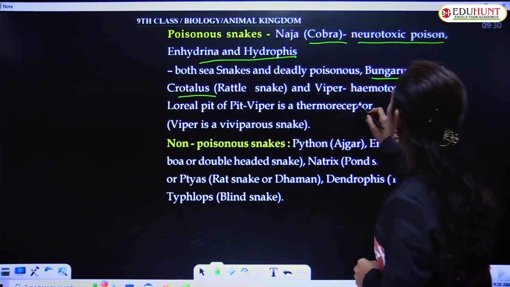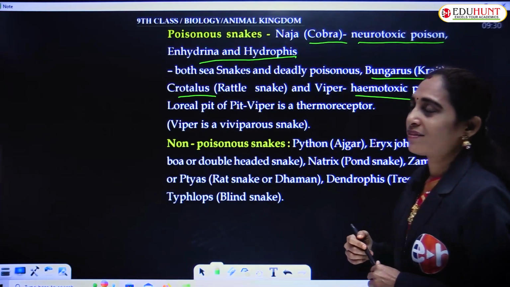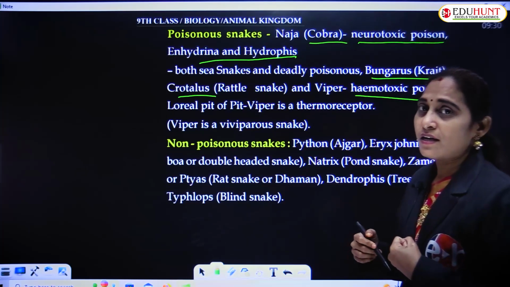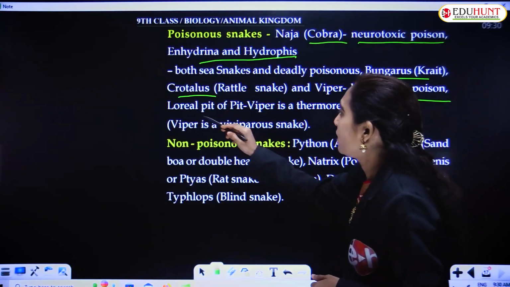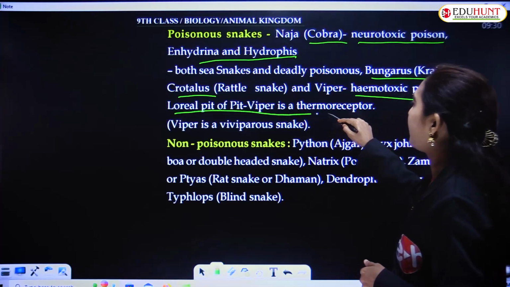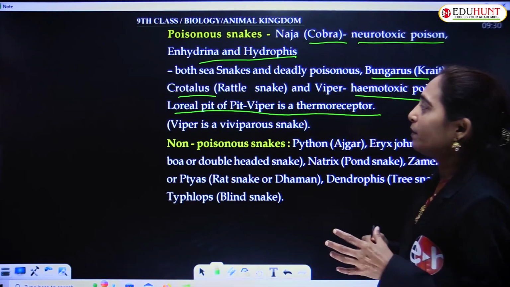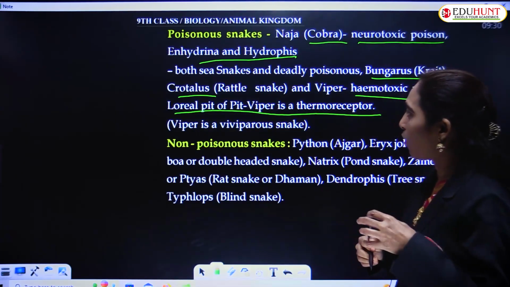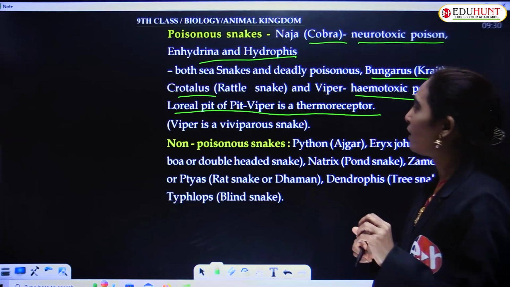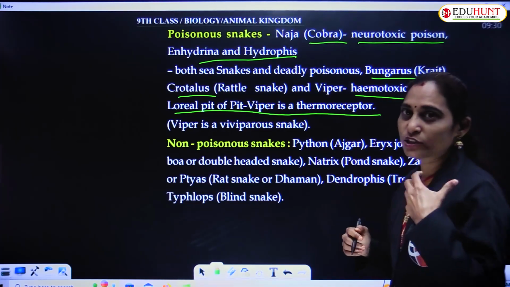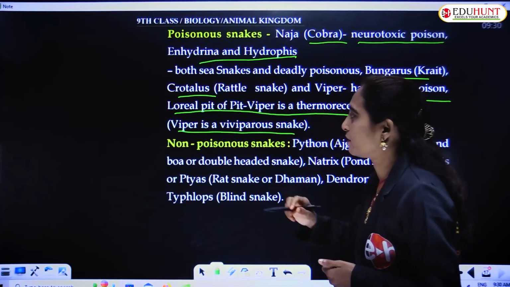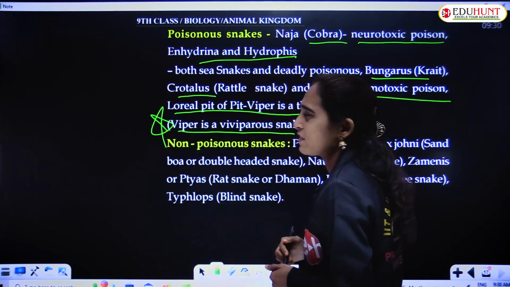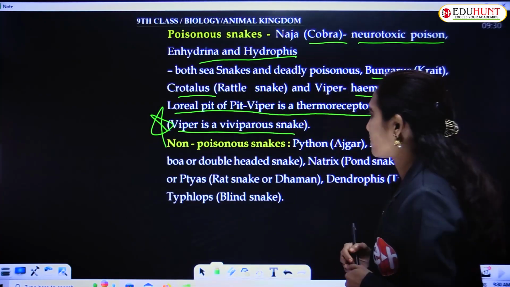And viper, hemotoxic poison that attacks the circulatory system. And the pit of a pit viper is a thermoreceptor. It detects temperature changes. Viper is a viviparous snake. So these are the points regarding class Reptilia.